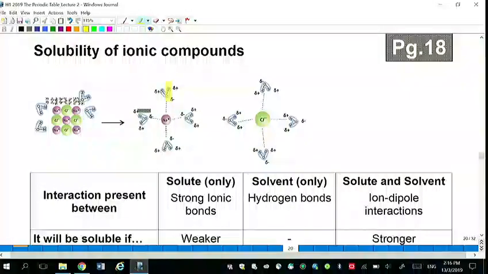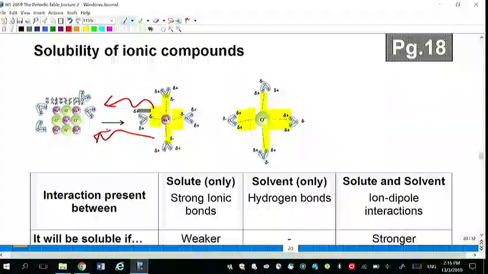When you break interaction, you take in energy. When you form interaction, you give out energy. So when they form the ion-dipole interaction highlighted in yellow with water molecule, it will give out energy. And the energy given out is enough to break the strong electrostatic attraction between the sodium ions and the chloride ions. When the energy is sufficient, your sodium chloride is what we call soluble in water.